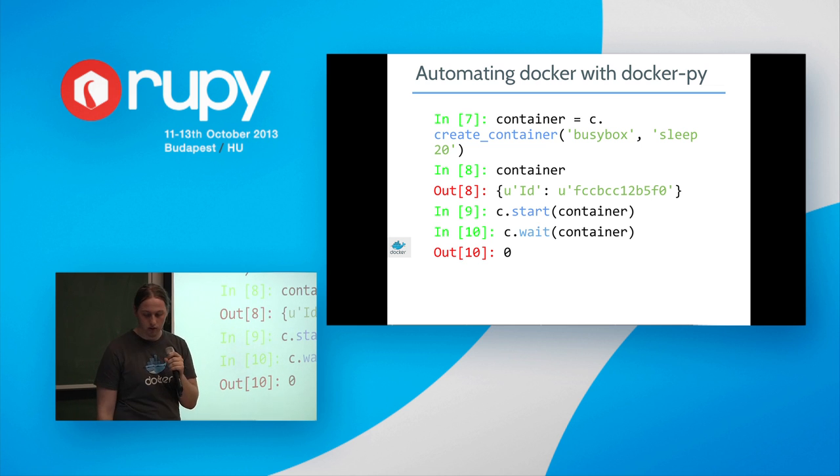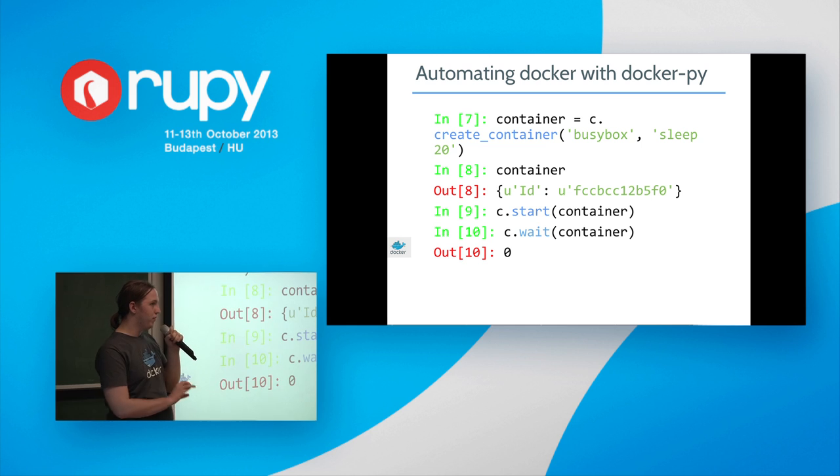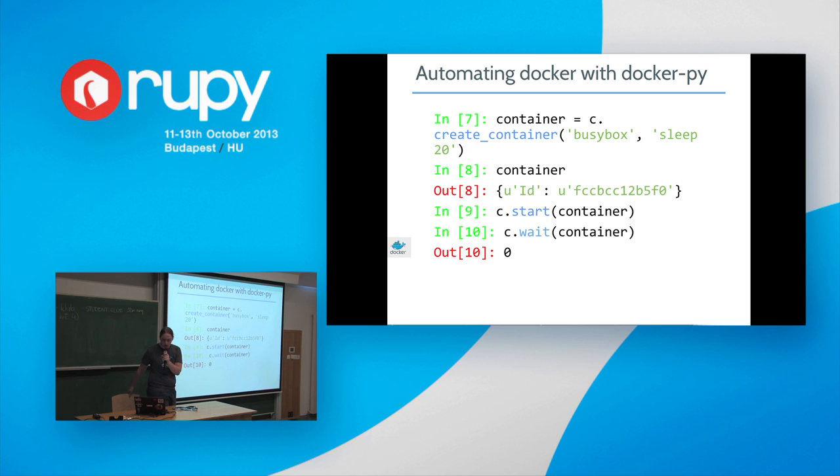That's how you create a container. You do client.create_container. BusyBox is the name of the image that I'm using. It's basically a very, very small image that contains the minimum necessary to run Linux. And I'm using the command sleep 20. So I can see that the return of the function is the container ID. So I can do start on the container, and then I do client.wait, and that's actually blocking until the container has finished executing. And the output is the exit code of the container.